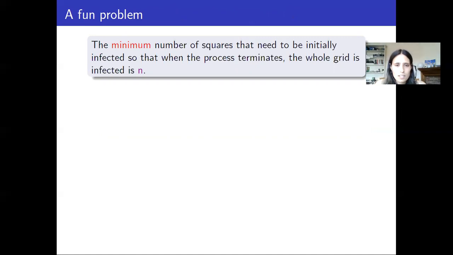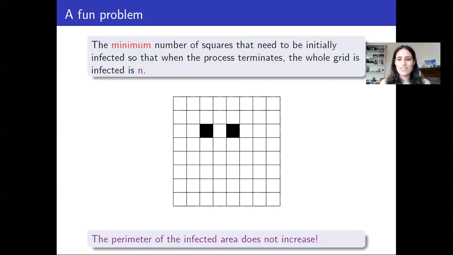Well, I said that you could express the answer in 9 words. So let's see what this is. My sentence of 9 words is, the perimeter of the infected area does not increase. So what do I mean by this?